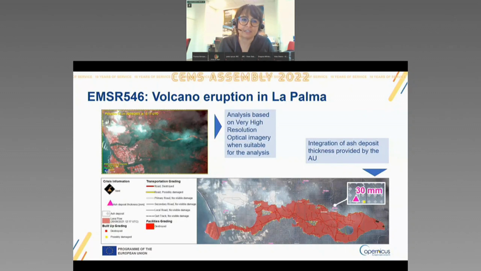During the activation, additional requests were collected from the user, for example, the identification of the location of the event. And so this information was also integrated in the product and updated thanks to the availability of new satellite acquisitions.